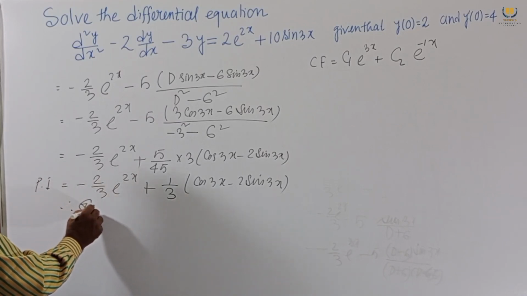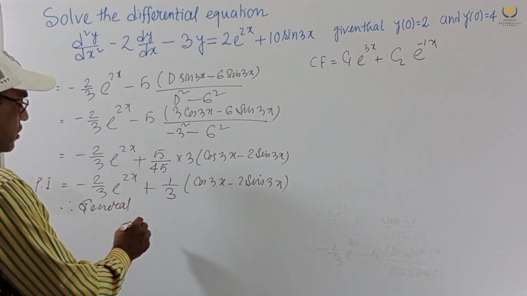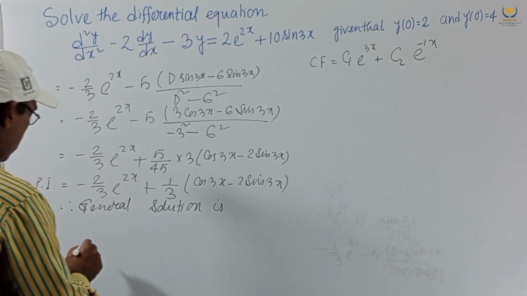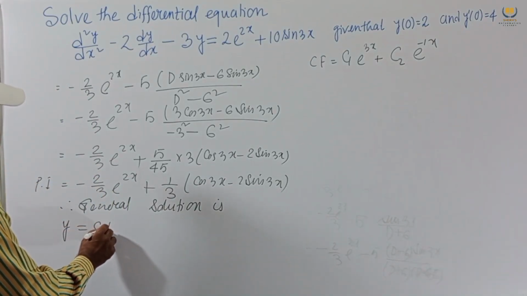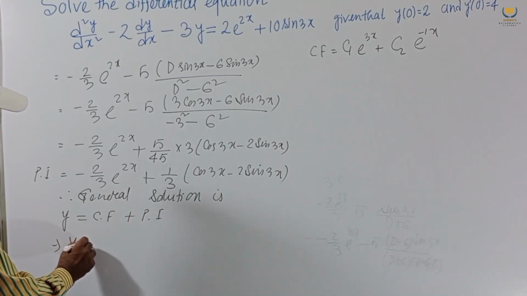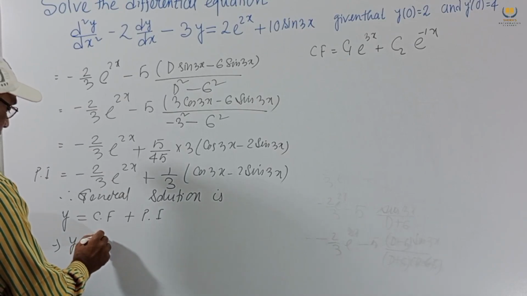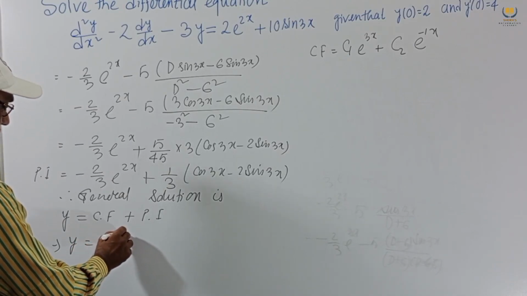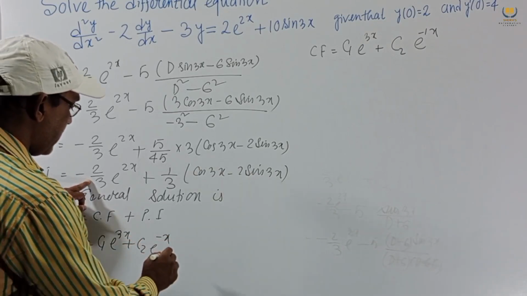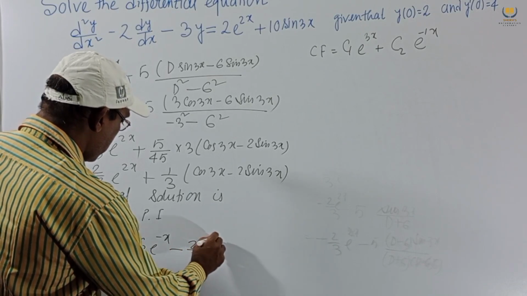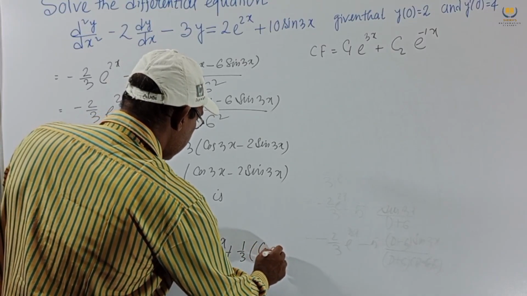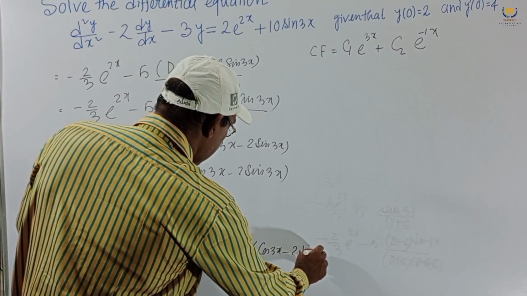Therefore, the general solution is y equal to CF plus PI. This implies y equal to CF, this is our CF, c1 e to the power 3x plus c2 e to the power minus x, and PI, this is minus 2 by 3 e to the power 2x plus 1 by 3 (cos 3x minus 2 sin 3x).